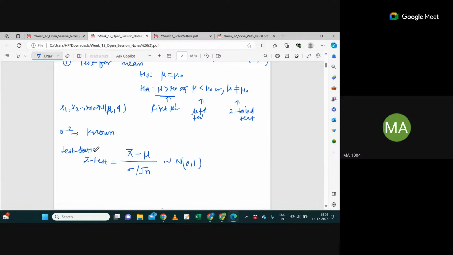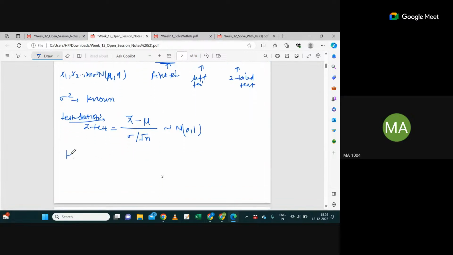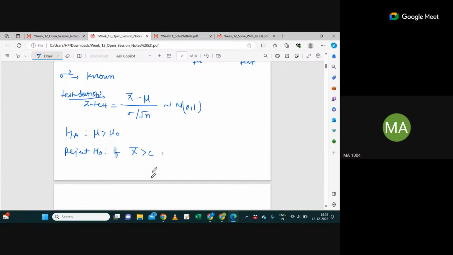I think you should go through the lectures again, but I will give you a brief idea. Whenever you have a right tail test, let's say mu is greater than mu naught, you can define your test. You will reject H naught if x bar is greater than some critical value c. Why? Because in a right tail test, suppose this is your z alpha, and if the values lie in this region, which is the critical region, you will reject your H naught.